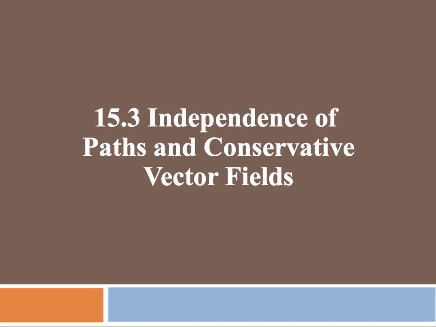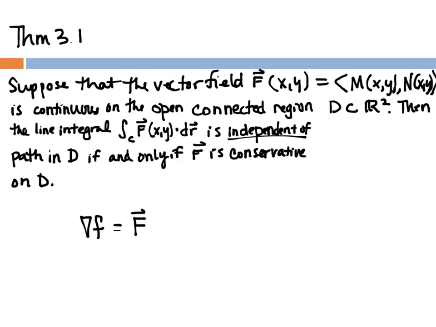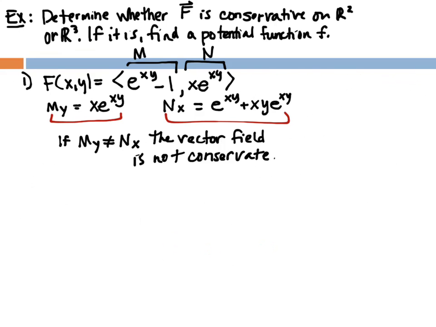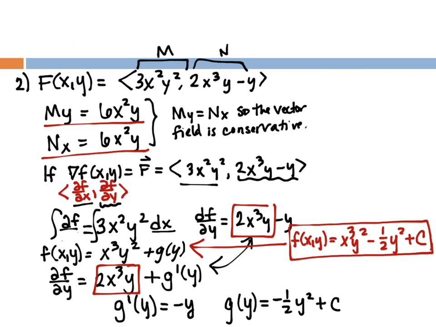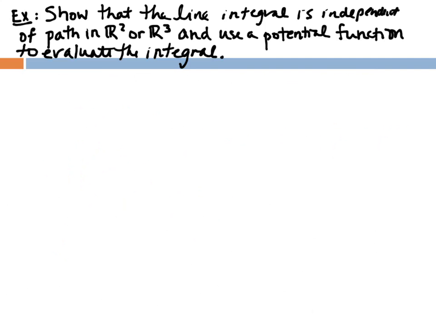All right, we were working in section 15.3 last time and talking about independence of paths and conservative fields. We had gotten to the point where we were going to do a couple more examples. I think we're on example number 4. Is that what it looks like?